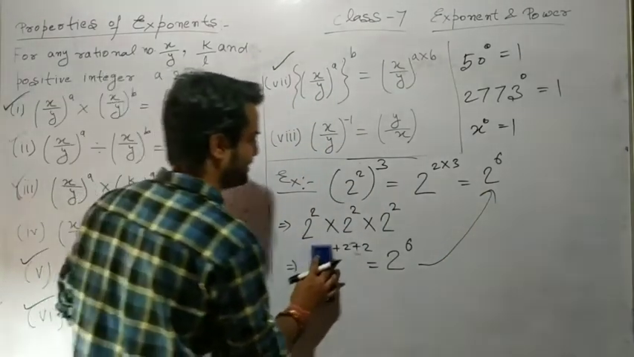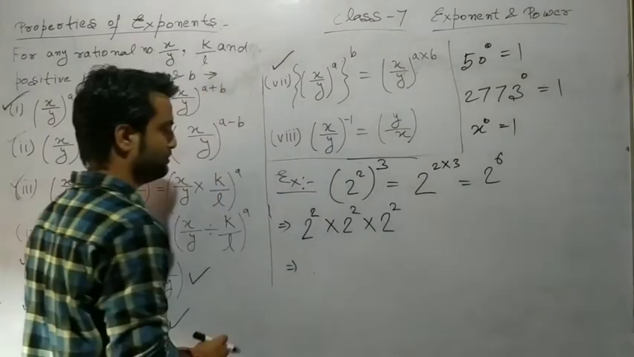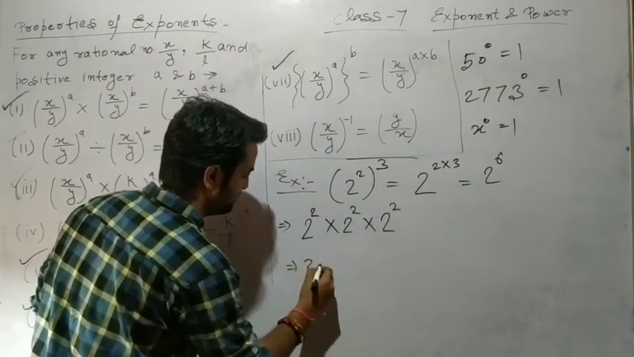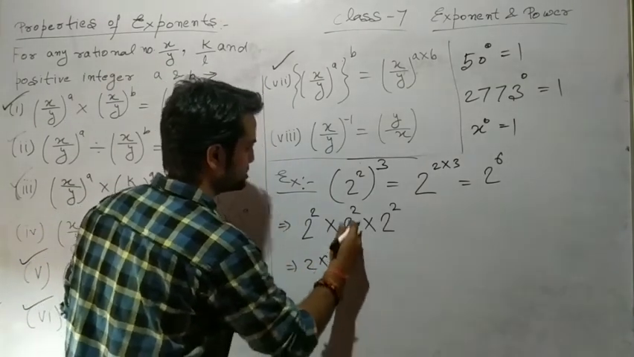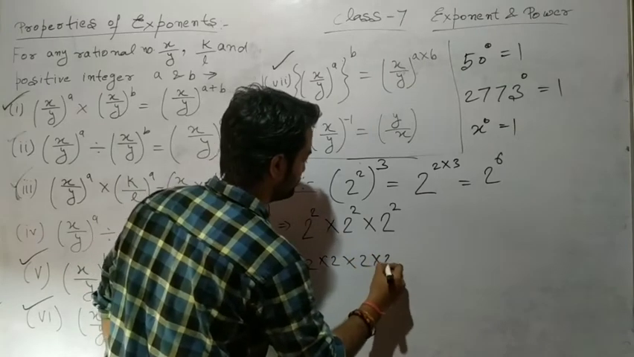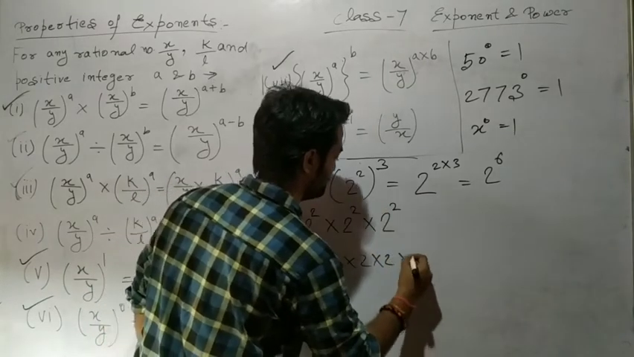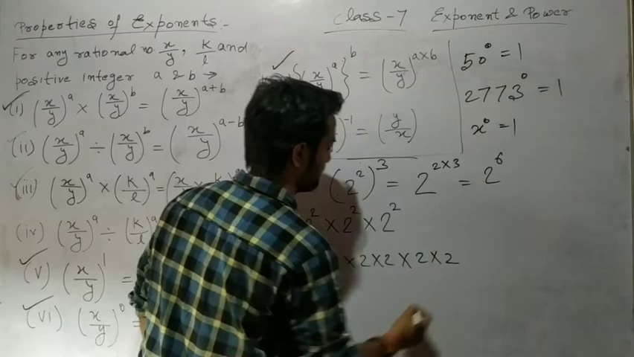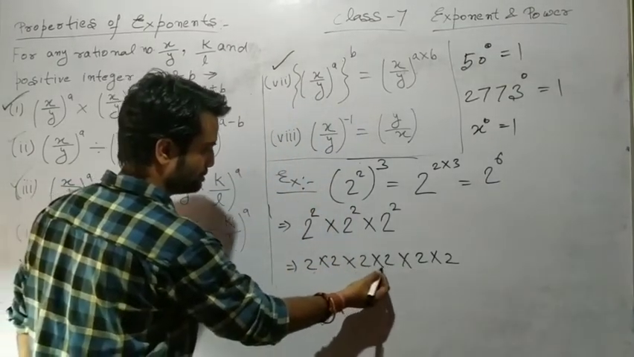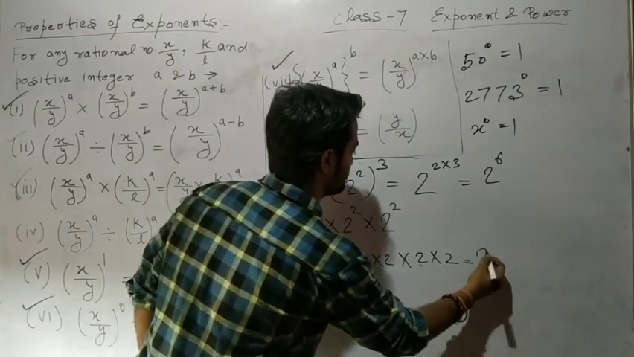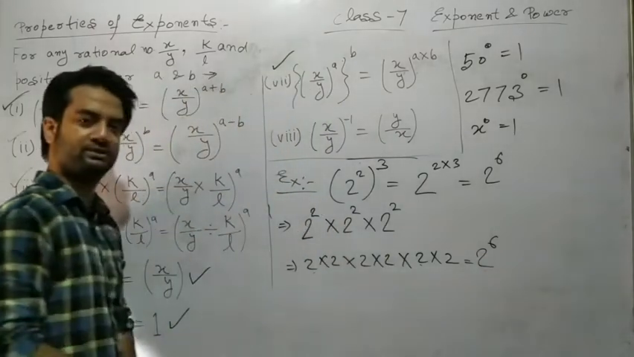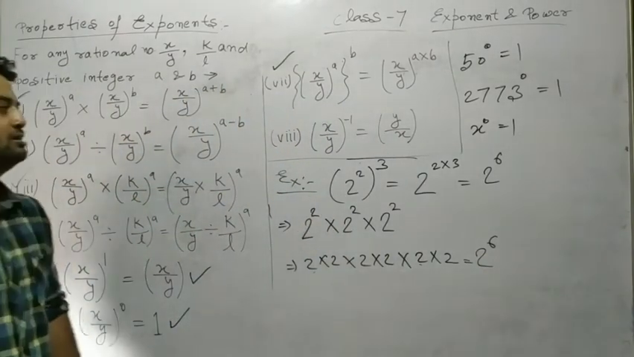Also, you can expand it again and get the solution. 2 raised to the power 2 can be written as 2 into 2. 2 raised to the power 2 again can be written as 2 into 2. And this 2 raised to the power 2 can again be written as 2 into 2. Now count it: 1, 2, 3, 4, 5, 6. So it is 2 raised to the power 6. Okay, easy.